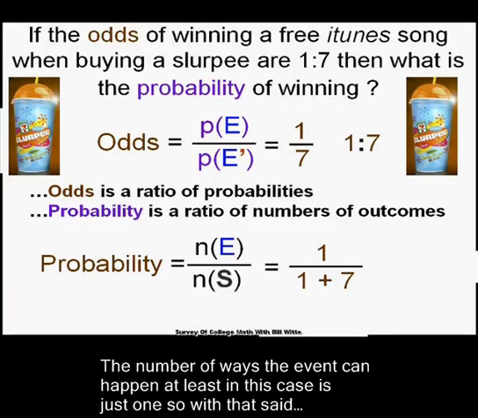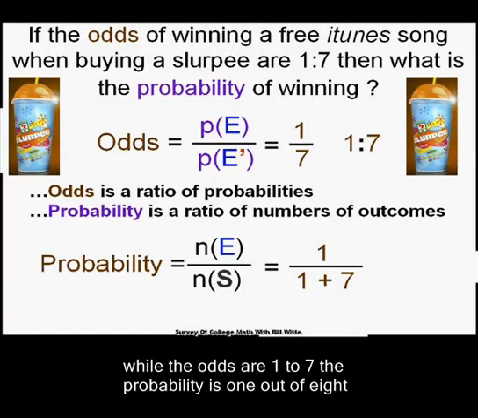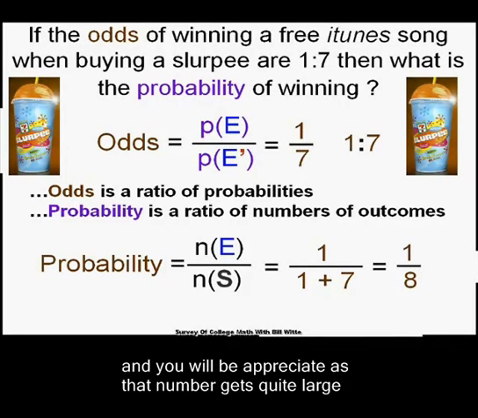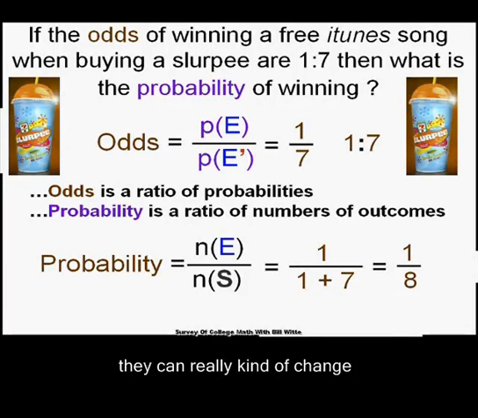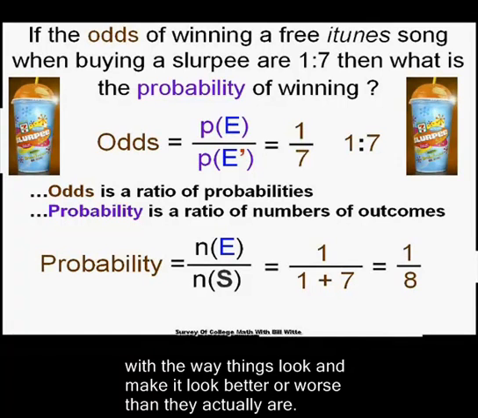So, with that said, while the odds are 1 to 7, the probability is 1 out of 8. And you can appreciate, as that number gets quite large, maybe instead of 1 to 7, maybe it was 1 to who knows what, or 2 to 1,000,000 or something like that, they can really change the way things look and make things look better or worse. Of course, they always make it look better.